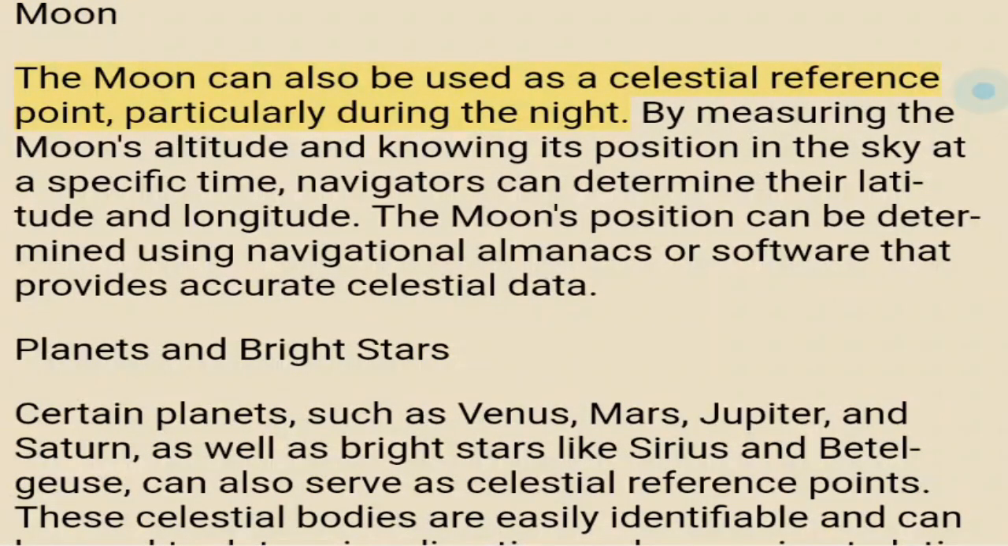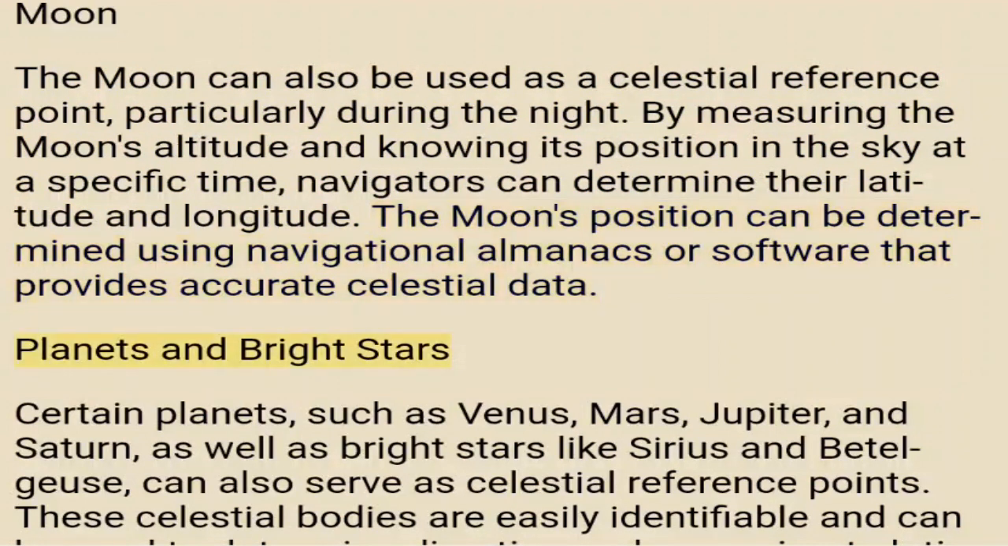Moon. The Moon can also be used as a celestial reference point, particularly during the night. By measuring the Moon's altitude and knowing its position in the sky at a specific time, navigators can determine their latitude and longitude. The Moon's position can be determined using navigational almanacs or software that provides accurate celestial data.